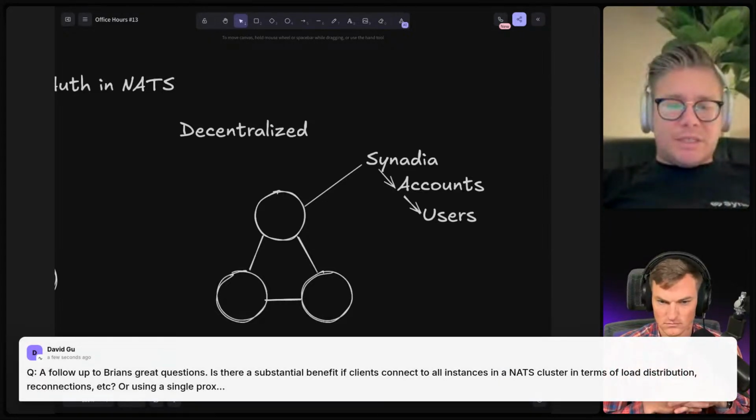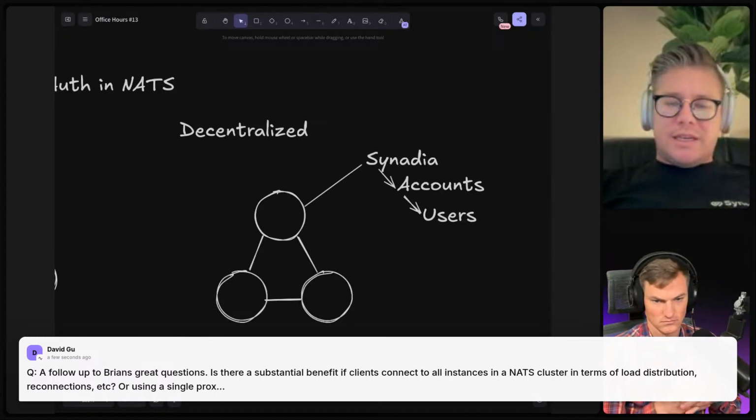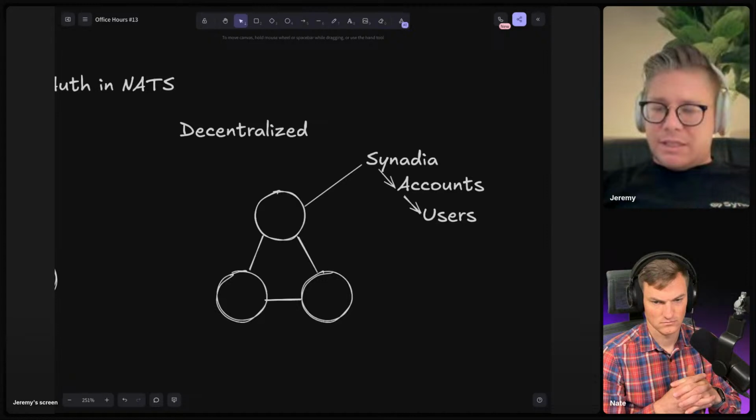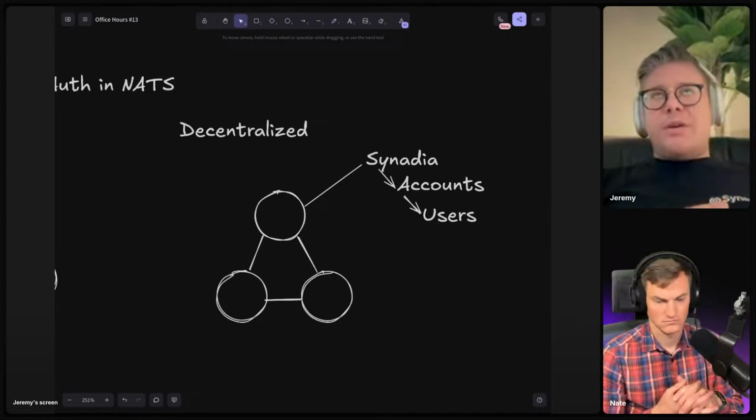Follow up to Brian's great question. Is there substantial benefit if clients connect to all instances in a NATS cluster in terms of load distribution, reconnections, etc., or is using a single proxy good enough? So here's the thing.